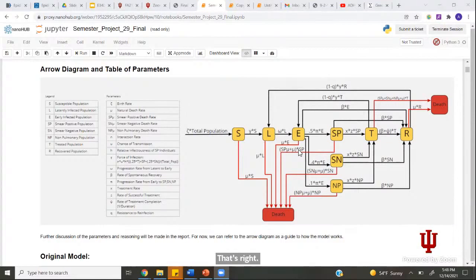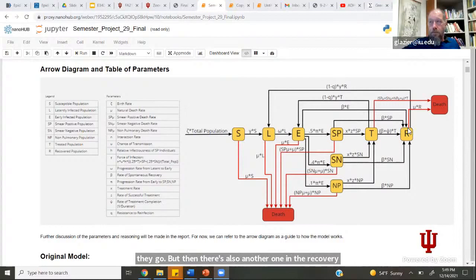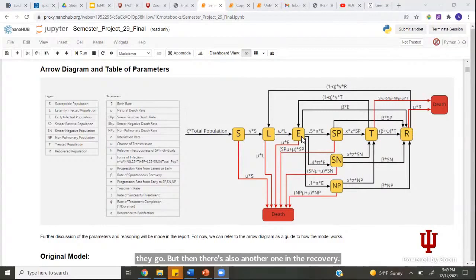Beyond that, I also noticed for the model he has, for the treatment group, he has it go back into early infection. That just means people who develop some sort of resistance to the infection will go back into early infection. In his write-up though, he said it's if people are treated and get reinfected, that's where they go. But then there's also another one in the recovery where it goes back to latent period and not early infection, which I thought was interesting.